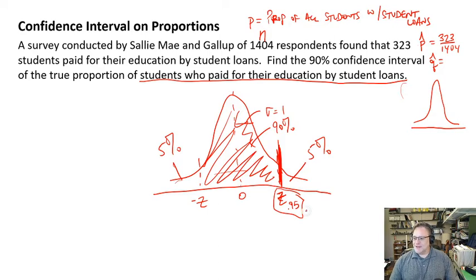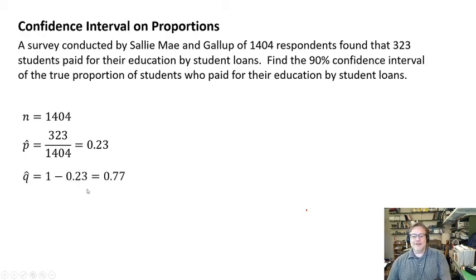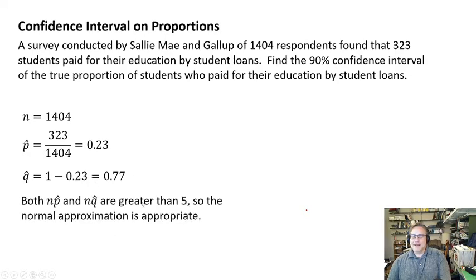So let me clear the screen here. I think it'll be pretty straightforward from here on out. Let's take a look at how we do this here. So again, the sample size is 1404. p hat is equal to 323 divided by 1404. That's 23%. So that's going to be easy to find out what q hat is. That's 0.77. Both n times p hat, 1404 times a quarter, that's like 200 and 300 and something, and n times q hat, that's like over 1,000. Both of those are greater than 5, so we're fine with using the normal approximation.